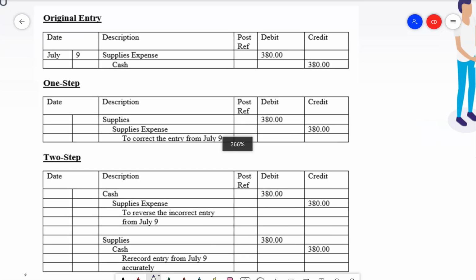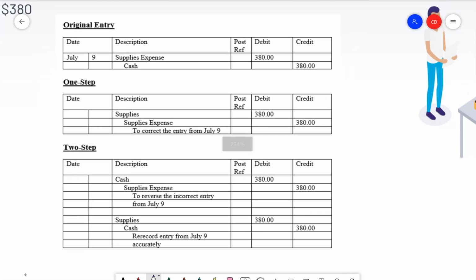So if I zoom in for you here, we have our original entry, which I recorded for you. And then if you were choosing to do it in 1 step, we know that the second part of the entry is correct, so we leave that alone. It's the first part, the supplies expense, that's incorrect. So that's a debit. To get it off the books, to reverse it, we're going to credit it, right? And then we go ahead and record the correct debit, which is to supplies.